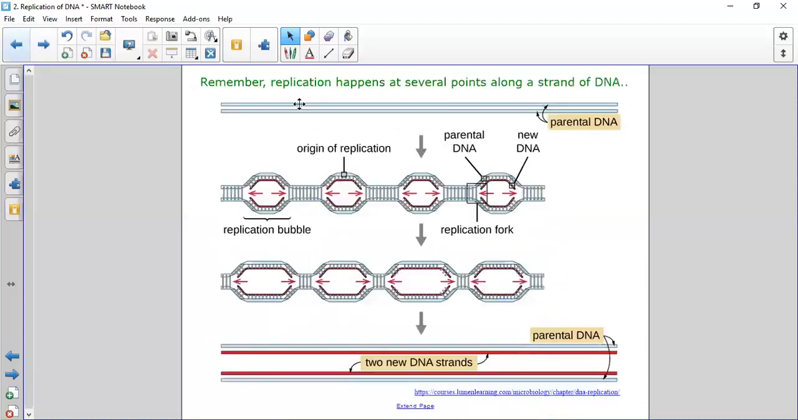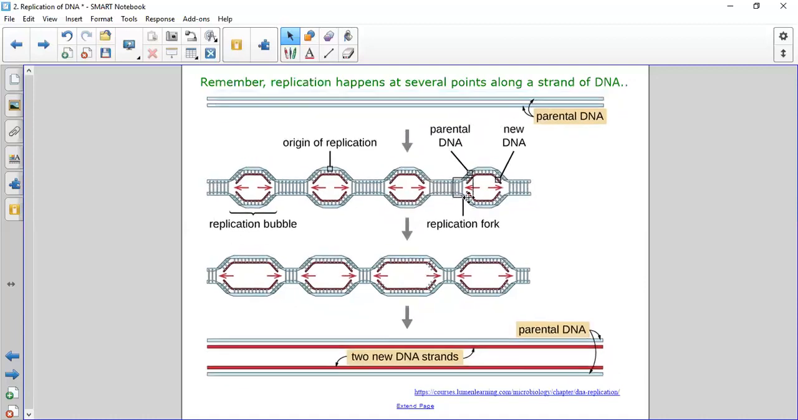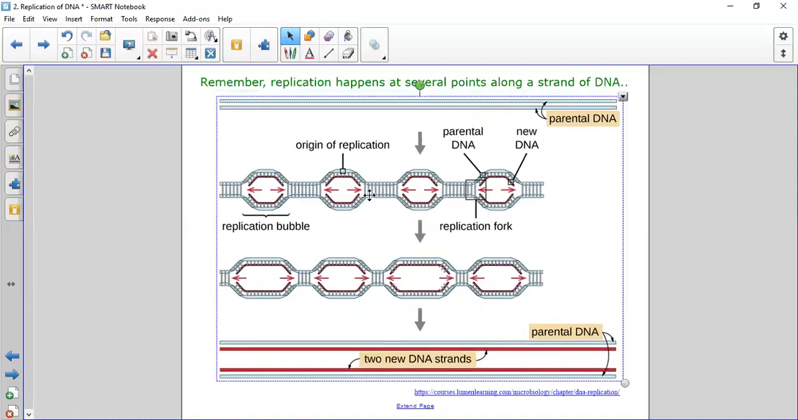Now, remember, replication on linear chromosomes happens at several points along the strand of DNA. So what this diagram is trying to show is, here we've got our original molecule, two strands of our original molecule in blue. And it's just kind of zoomed in a bit. And these little lines here are representing the hydrogen bonds. And you can see that replication is happening here and here and here and here.